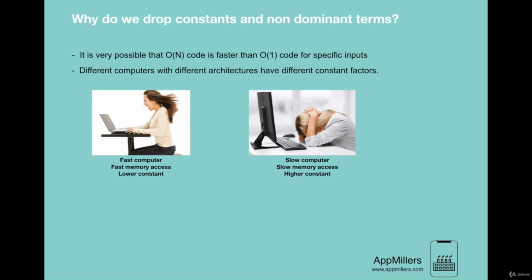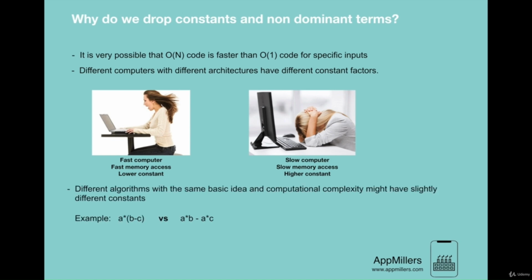Also, slightly different algorithms with the same basic idea and computational complexity might have slightly different constants. For example, for this expression, if multiplication is slower than subtraction, then the first expression will have a higher constant than the second expression, because here subtraction is faster than multiplication. However, we are not interested in such factors, so we will ignore the computational complexity of subtraction and multiplication. And the last one is, as n approaches infinity, constant figures are not really a big deal. This means that constant factors are very small in the face of arbitrarily large n.